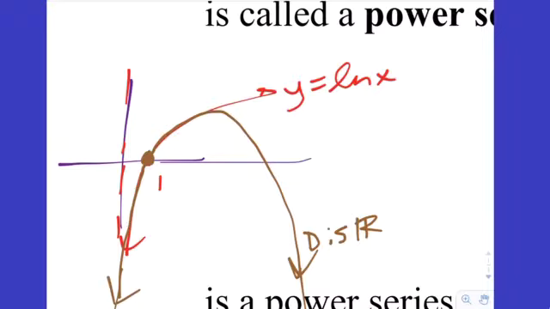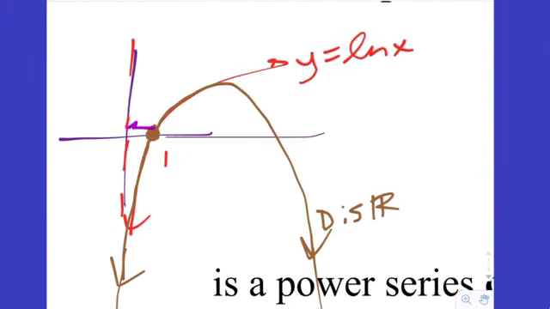It could be for all real numbers, like sine of x, e to the x, and cosine of x. As I mentioned in the previous section, if you go out infinitely many terms, the series equals sine of x, cosine of x, and e to the x everywhere. Or it could be the third case, which is like this.